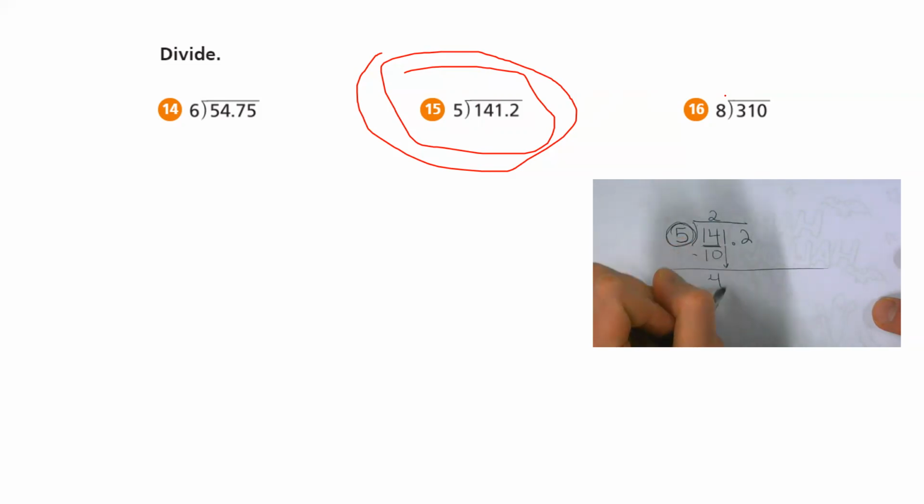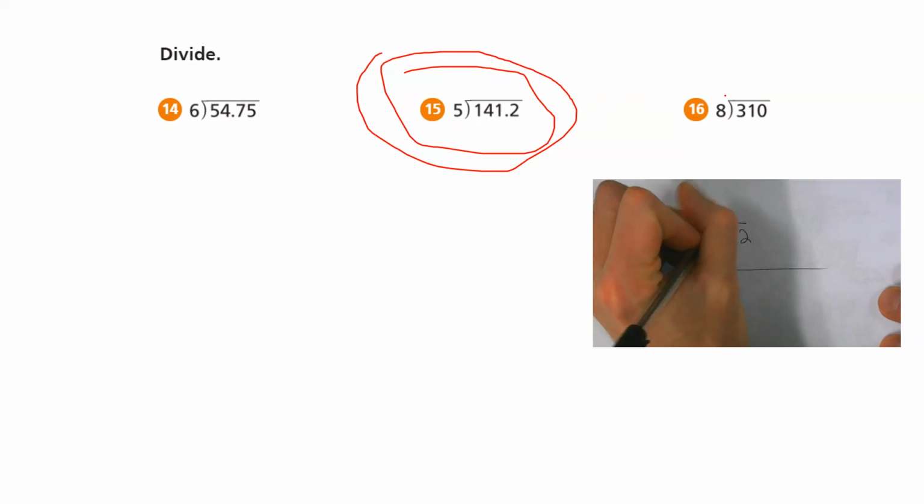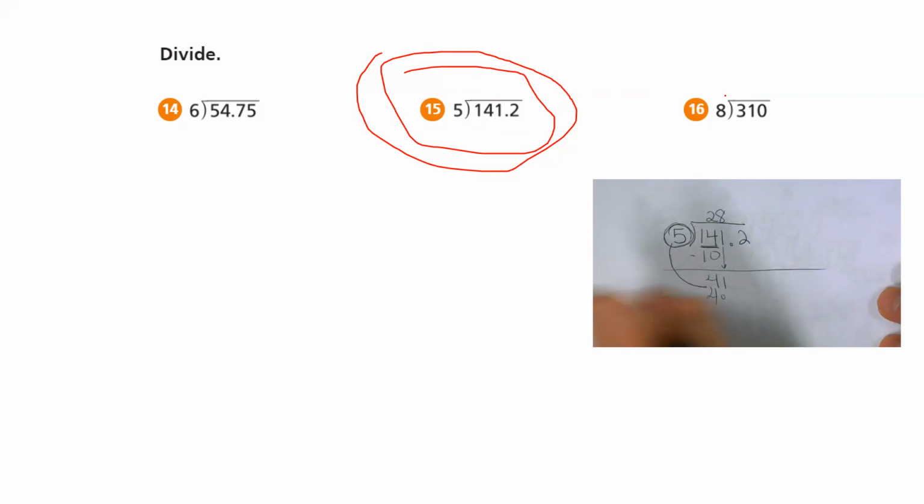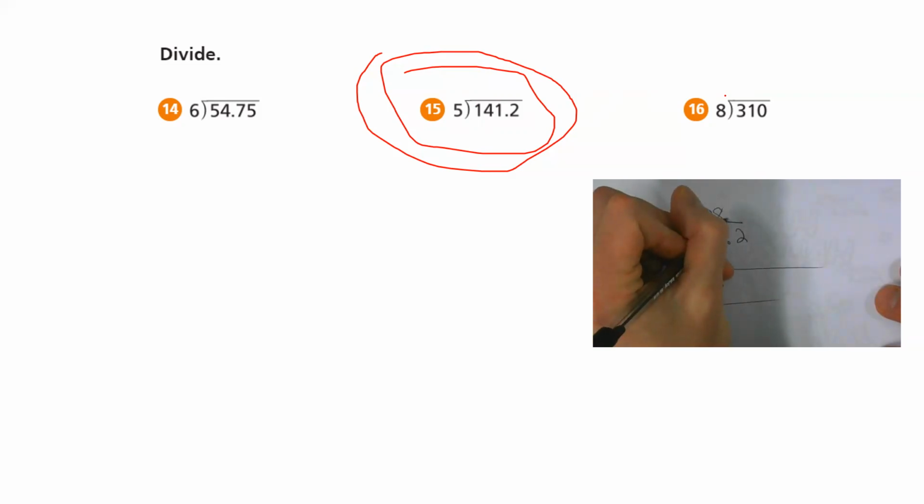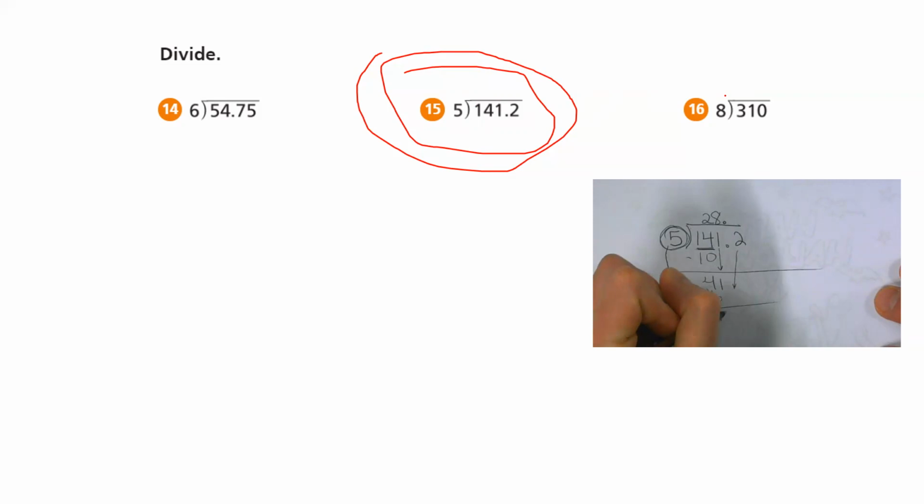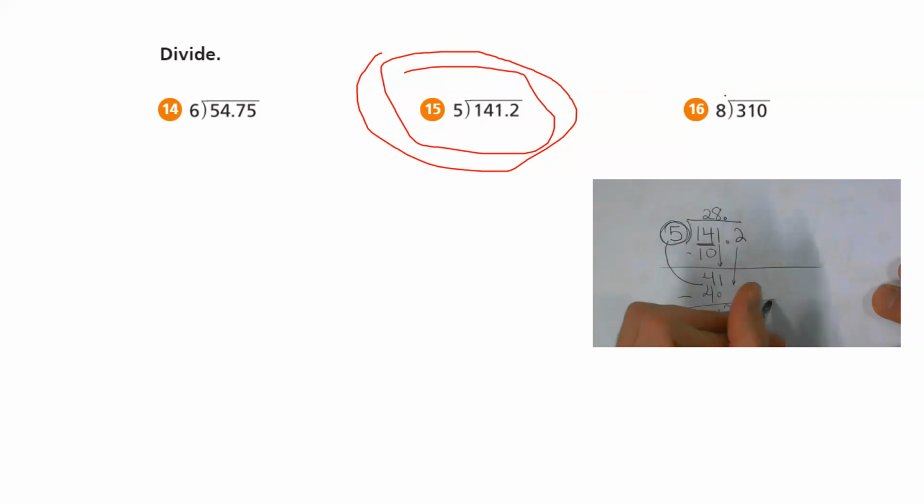Bring down the next digit. How many 5s go into 41? 5, 10, 15, 20, 25, 30, 35, 40. We pulled out 8. What's left over? 1's left over. You have a decimal. The decimal floats up. Bring down the next digit. Now you're going into 12.